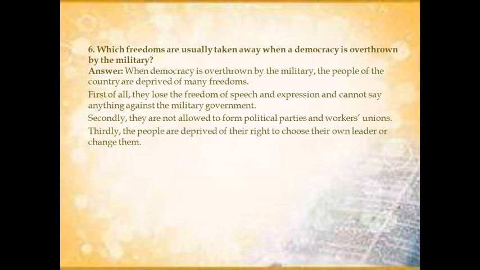Sixth question. Which freedoms are usually taken away when a democracy is overthrown by the military? Answer is, when democracy is overthrown by the military, the people of the country are deprived of many freedoms. First of all, they lose the freedom of speech and expression and cannot say anything against the military government. Secondly, they are not allowed to form political parties and workers' unions. Thirdly, the people are deprived of their right to choose their own leader or change them.